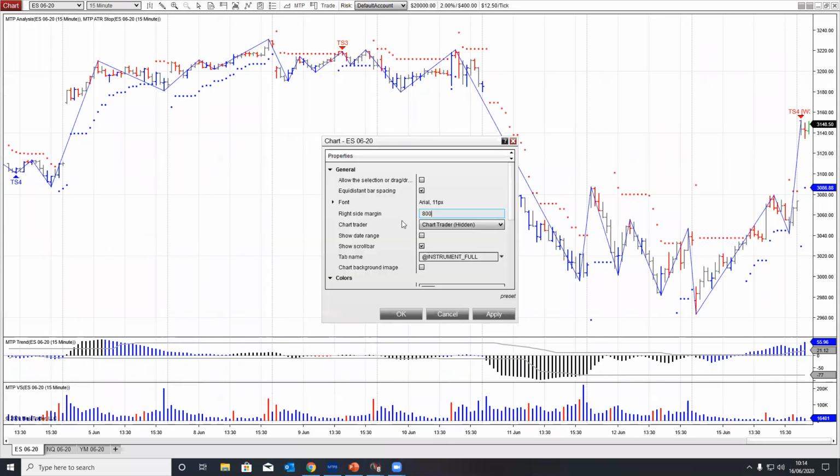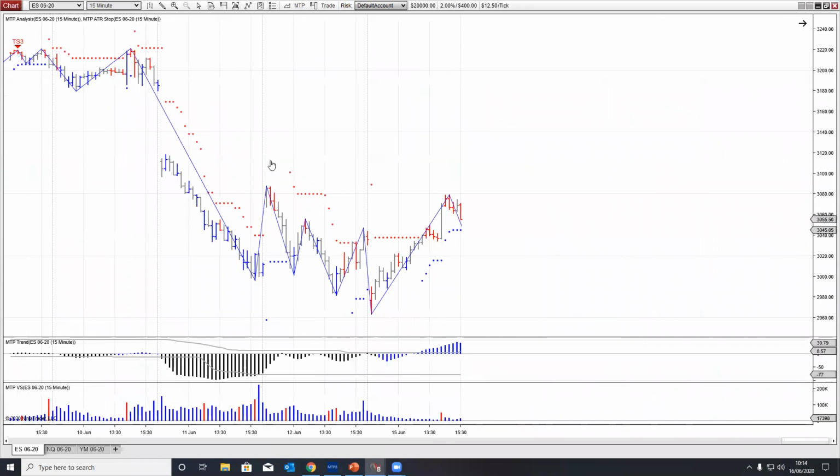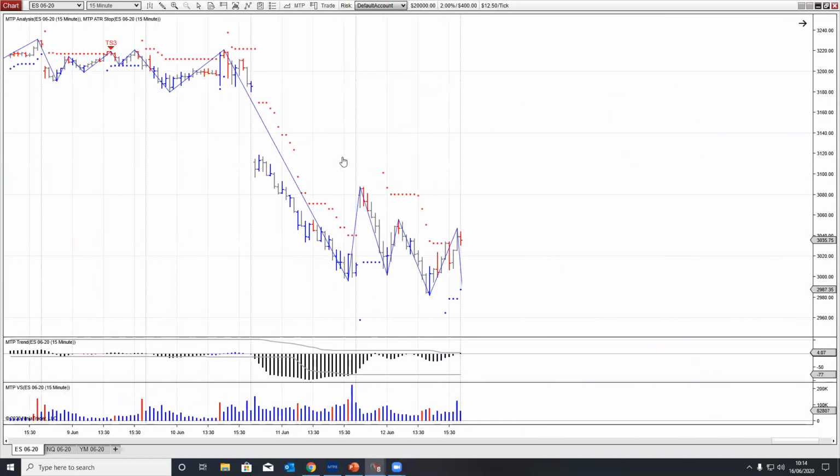I just want to take it back to before yesterday even opened. So before yesterday even opened, this was the position of the 15-minute ES. Now here I'm using a day session only chart.